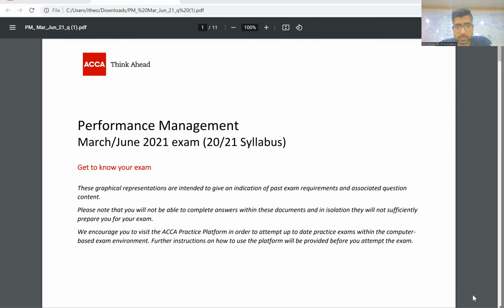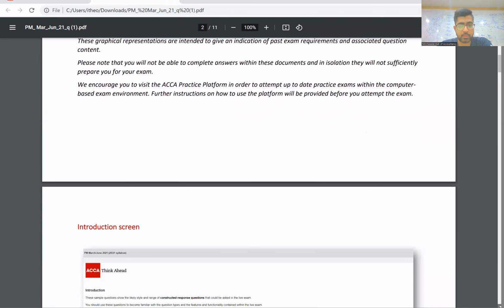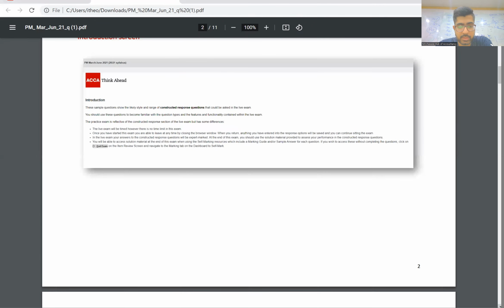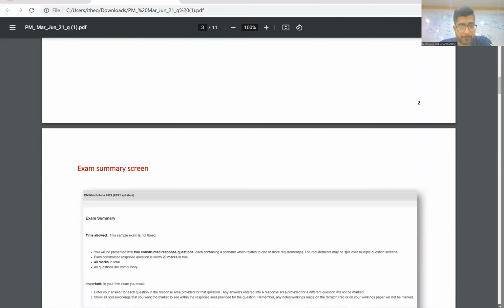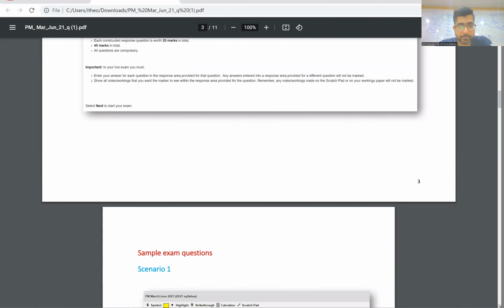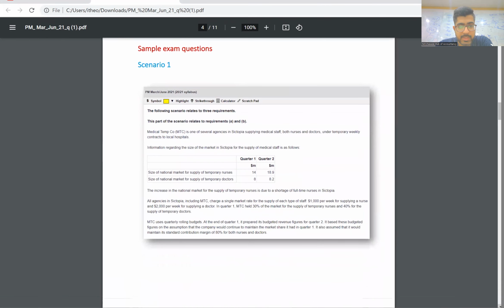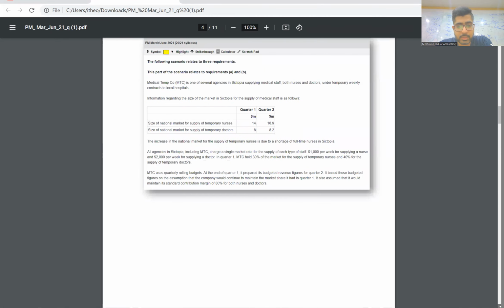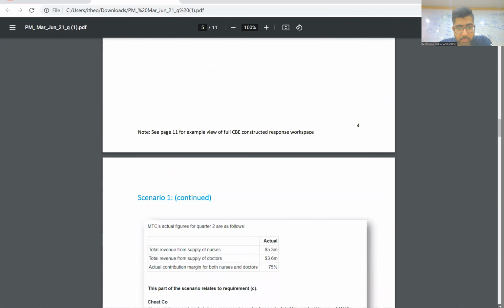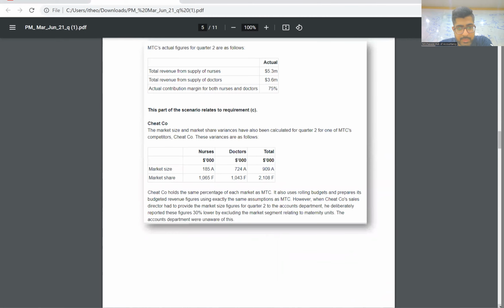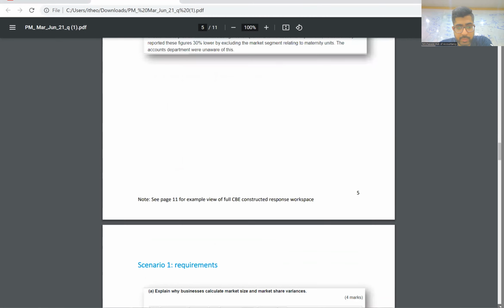This is from the March-June 2021 attempt. Again, you know how the question looks, it's an instruction screen. Then there is question number 1, called Medical Temp Company, MTC. We have already discussed this question in our previous webinars. This was, I think, 4 variances as far as I remember. Yes, this was a market size, market share variance. We have already done it.